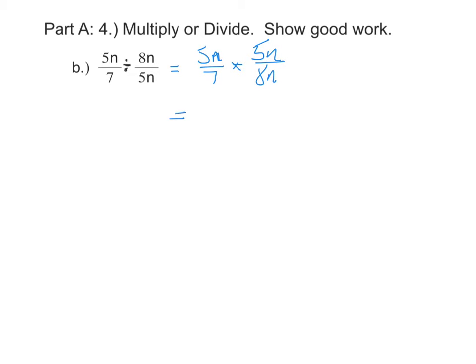Now that it's just multiplying, all we have to do is multiply straight across the numerator, 25n squared, and straight across the denominator, 56n. And we can see that, of course, this n will cancel with one of these n's, and our solution, our simplified answer, is 25n over 56.